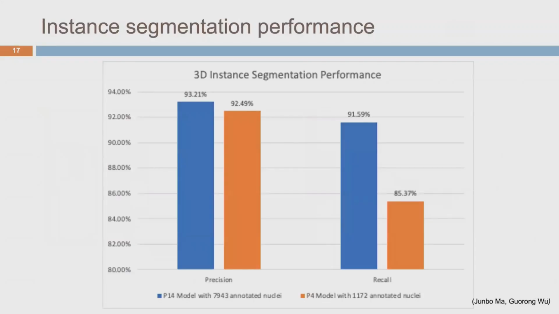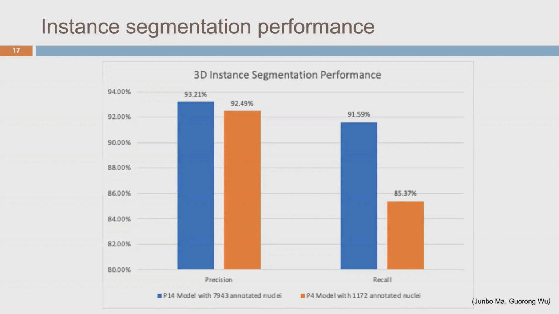So the instance segmentation is now being implemented and tested, and we have reasonable precision and recall now, especially for the P14 mice, where we have a larger training data set and where nuclei are spaced farther apart. So we're actively increasing our manual labeling in the P4 mouse to increase performance there.